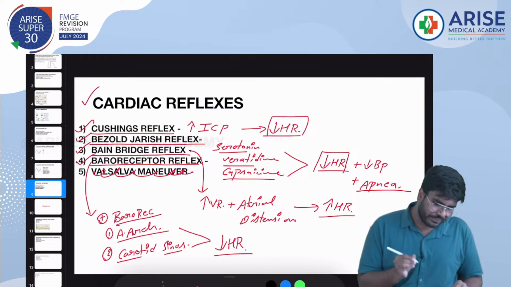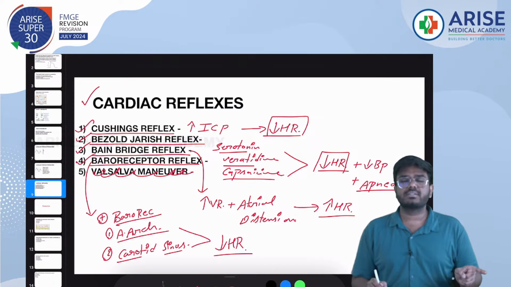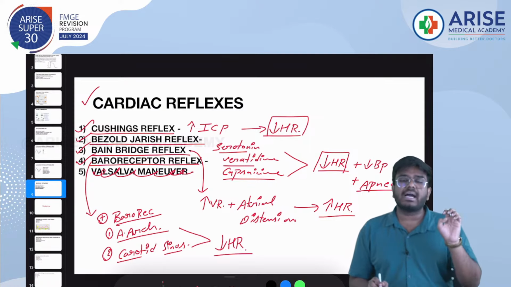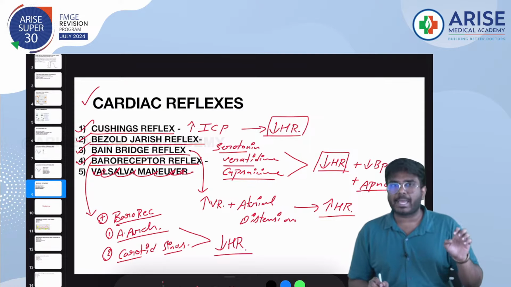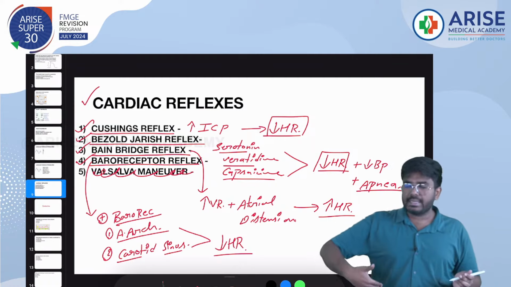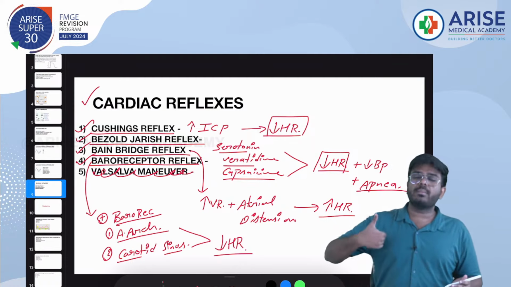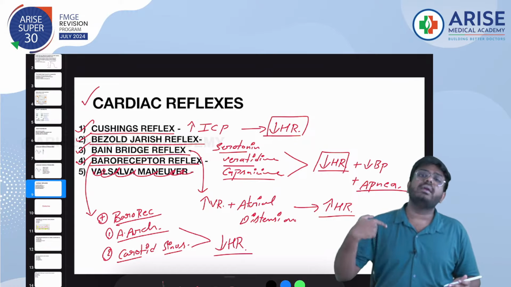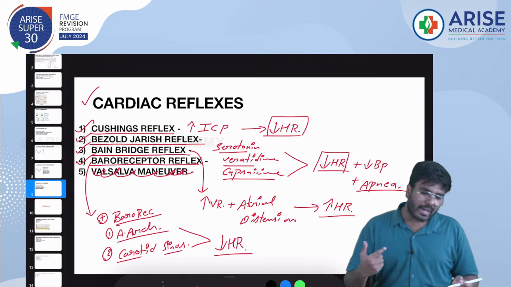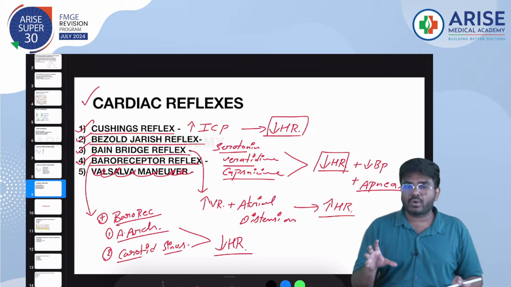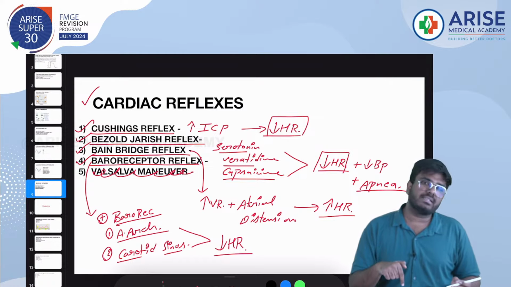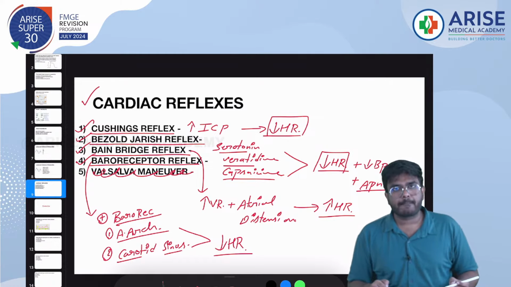So I want you to know these reflexes for your exam. Cushing reflex: increase in the intracranial pressure decreases the heart rate. Bezold-Jarisch reflex: certain cardiac irritants like serotonin, veratridine, capsaicin are going to decrease the heart rate. What is Bainbridge reflex? Increase in the venous return to the heart. The more the blood coming to the heart, the more the heart rate increases. That is Bainbridge reflex. And what is the baroreceptor reflex? The activation of the baroreceptors in the aortic arch and the carotid sinus is going to cause a decrease in the heart rate. That is called the baroreceptor reflex.